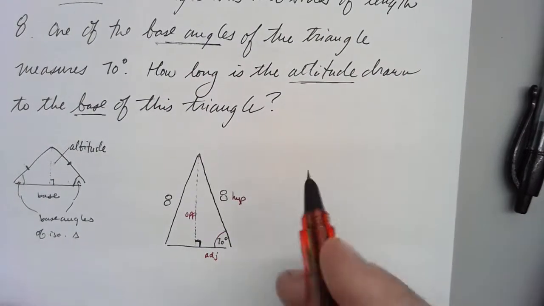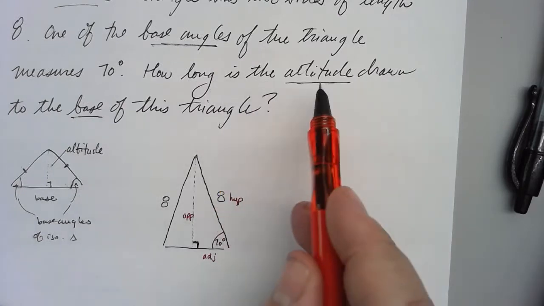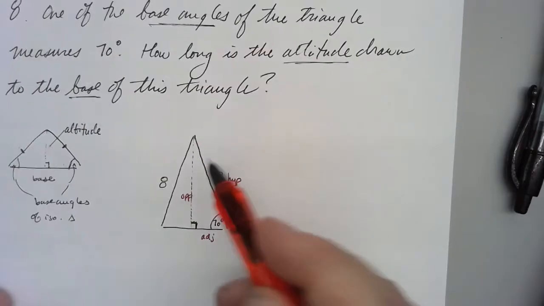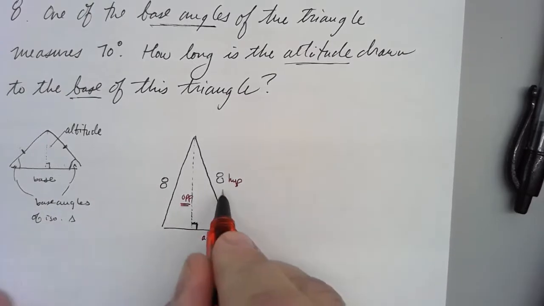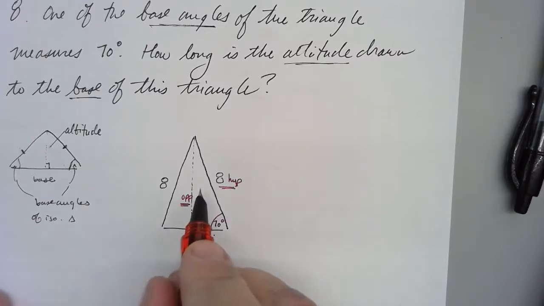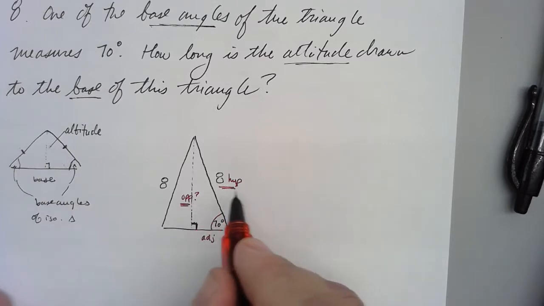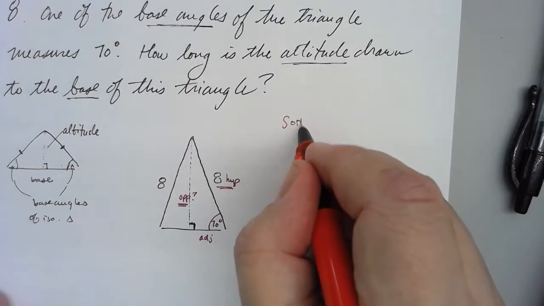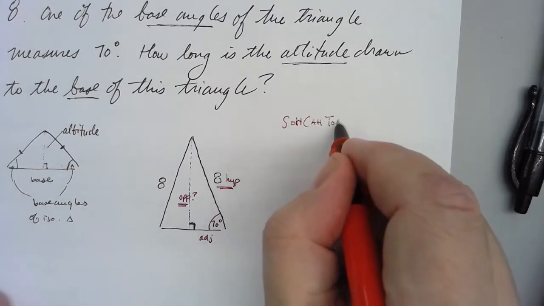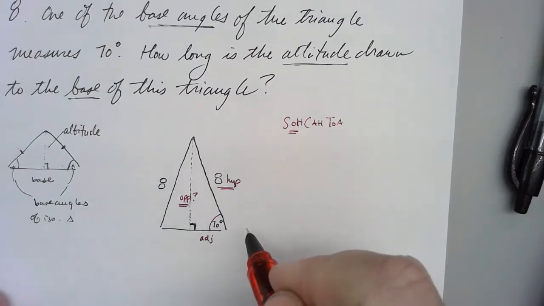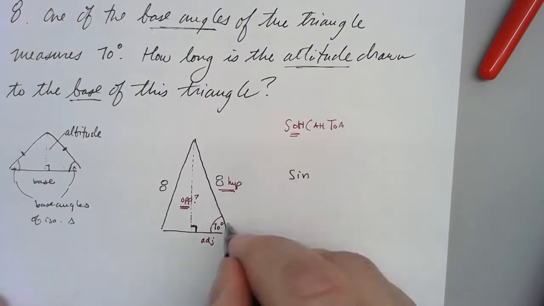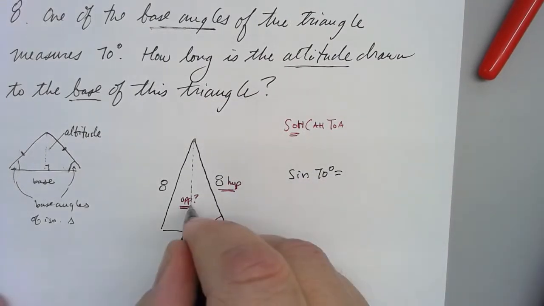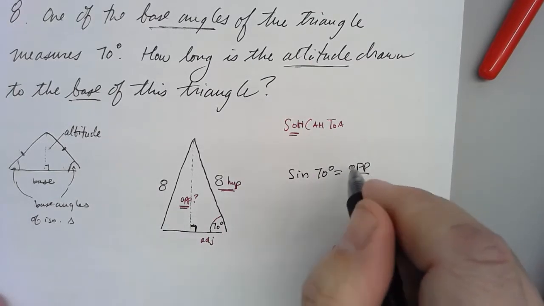So now I need to ask, what do I need to know to answer the question? How long is the altitude drawn to the base? Well, the altitude is this length, so I need to figure out what the opposite is. And the one that I know is the hypotenuse. If I think about my mnemonic again, SOHCAHTOA, the trigonometric ratio that connects opposite with hypotenuse is sine. So I will write sine of 70 equals the opposite, my unknown, over my hypotenuse of 8.